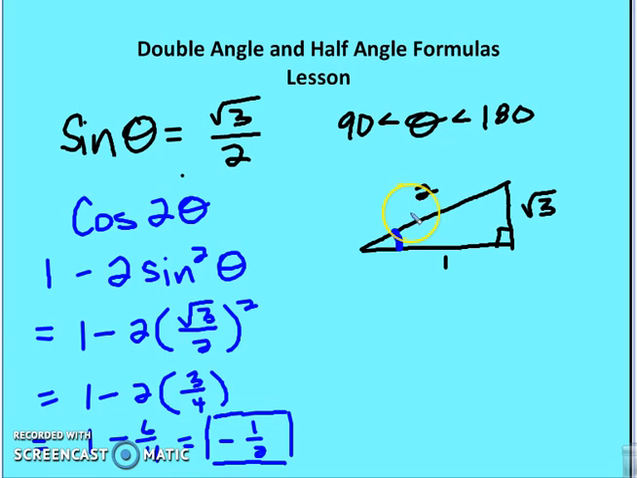And of course, we can verify our answer because we know that this reference angle is 60 degrees. It's in the second quadrant, so it's going to end up being 120 degrees. And we know that cosine of 120 degrees is going to end up being negative 1/2. Right, so that's how it works in this case.